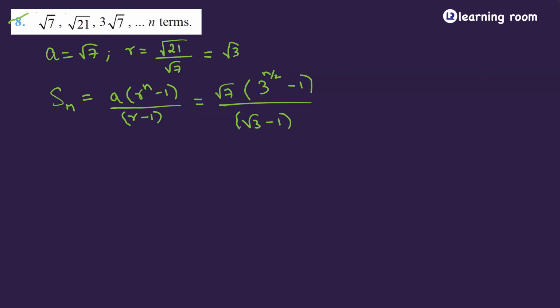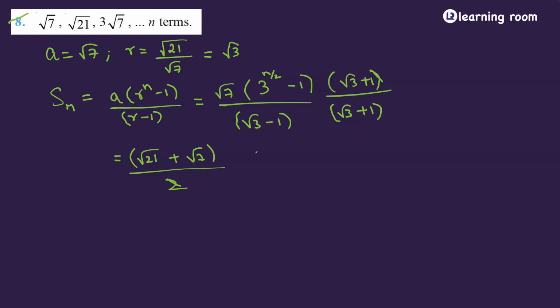Okay. Now, generally, we will not leave the denominator in terms of irrational. So rationalize it. So when you do that, you will have √3 plus 1 divided by √3 plus 1. So it is going to be √21 plus √7 divided by 3 minus 1, which is 2. So by 2 into 3 power n by 2 minus 1. So this will be the answer. Okay.